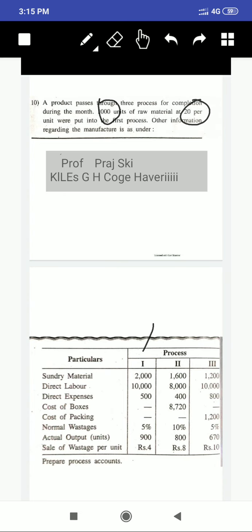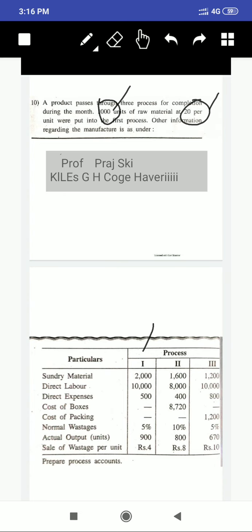Always the raw materials are introduced in the first process and you will get the finished goods in the last process. Is that clear? I will repeat it once again. Raw materials are fed into the first process. Raw material is put only in the first process. And in the last process you will get the finished goods. That is process costing. So this one and this one are to be recorded in the first process.